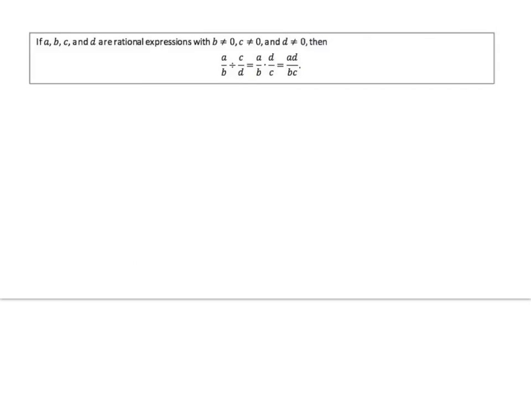Okay, now we're doing division. If you remember, division of fractions is multiplication by the reciprocal of the divisor. So a over b divided by c over d is equal to a over b times d over c, with lots of things that can't equal 0 now. Okay, so let's try some and see if we can make sense of it.